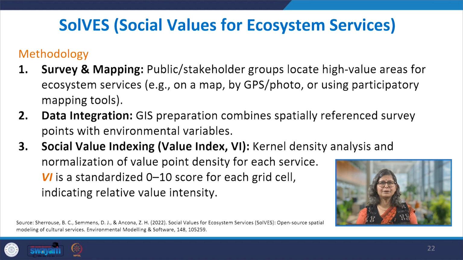We will go for a wonderful example to understand that. Next is data integration and the social value indexing. This is very important, this VI, value indexing. So kernel density analysis and normalization of value point density for each service. This value index is a standardized 0 to 10 score for each grid cell indicating relative value intensity. So that's the way the society shows their valuation.